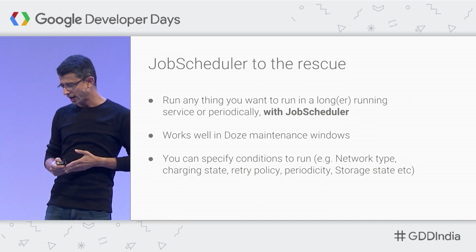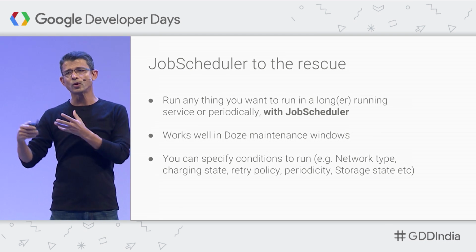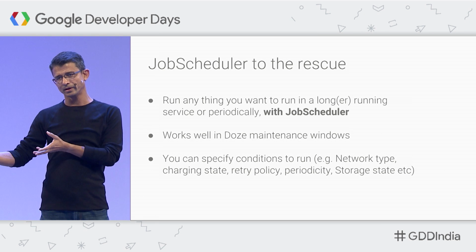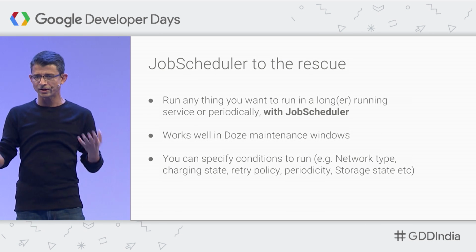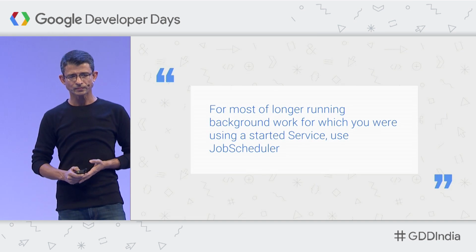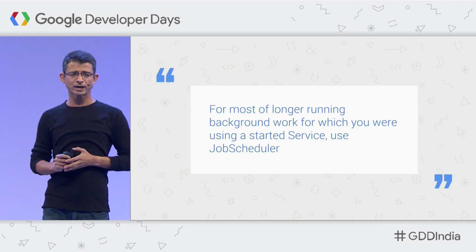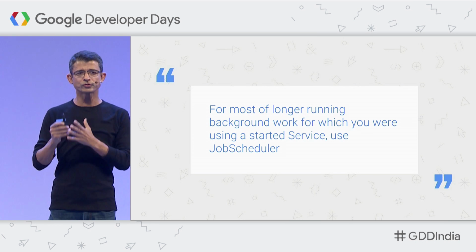In fact, with O, we added some new constraints, in which you can say run only when a certain battery level is available, or run only when there is enough storage available on the device. So you can have additional constraints to run your job. That's really valuable. So for most longer running background work, for which you were using a started service before, use JobScheduler.